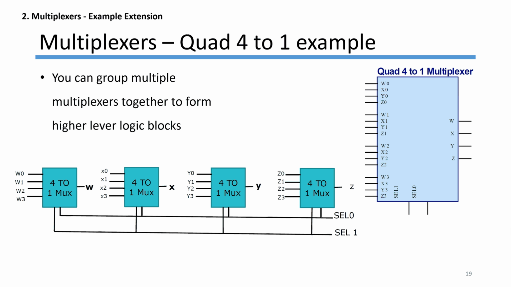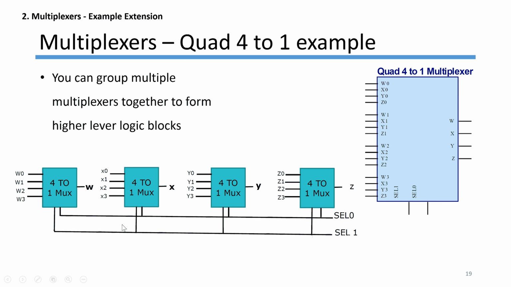Now, in Xilinx, you are allowed to group multiple lower level logic blocks together to form higher level logic blocks. So in this example, your quad 4-to-1 multiplexer is actually just made up of 4 4-to-1 multiplexers. When you create the 4-to-1 multiplexer, you create that symbol, which can then be reused in your new schematic, which is called quad 4-to-1 multiplexer.